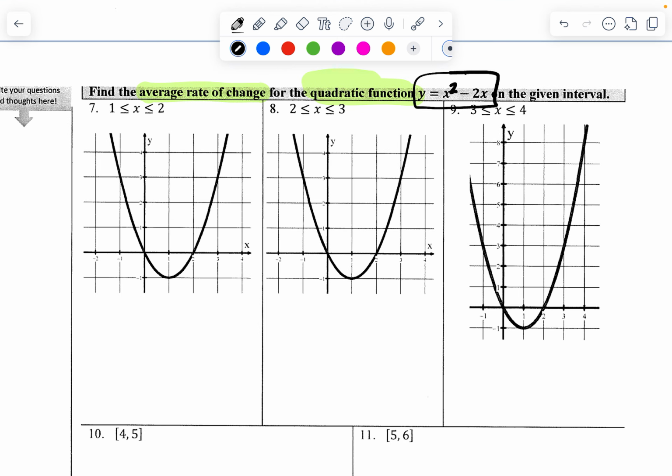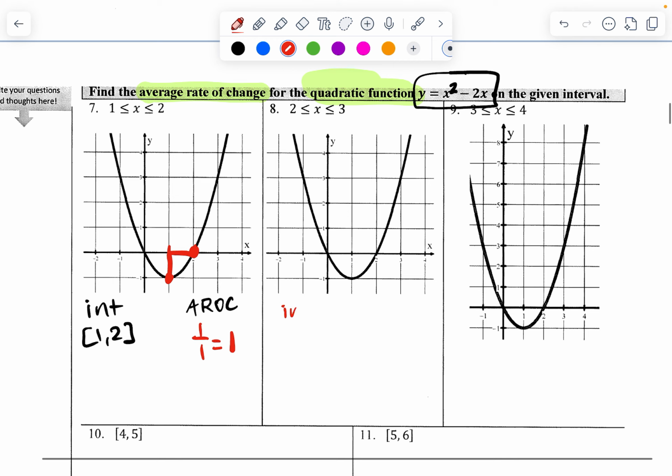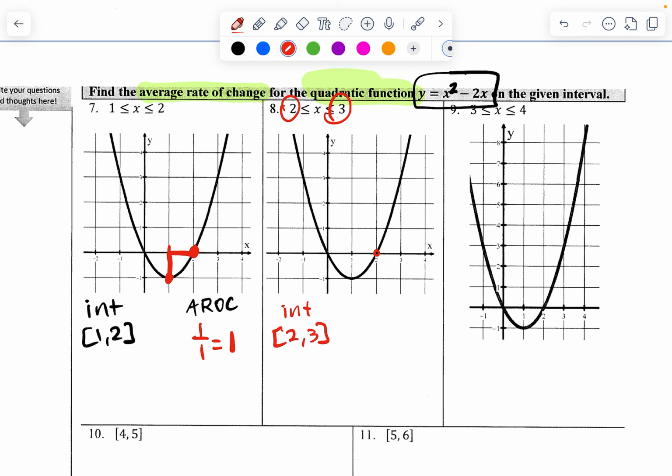For the first one, number 7, the interval is from 1 to 2. If I wanted to find the average rate of change, let's look for this. Here's where x is 1, here's where x is 2, here's this point and here's this point. So the average rate of change here goes up 1 over 1, which is just 1. Okay, let's go to the next one. This interval is from 2 to 3. From 2 is this point, and here's 3, it goes up right here. So from the interval 2 to 3, I'm going up 3 over 1. My rate of change is 3 over 1, which is 3.